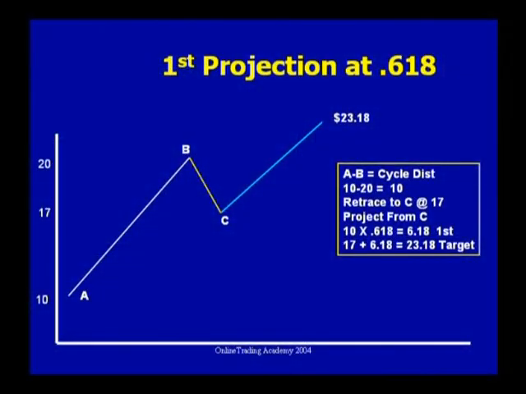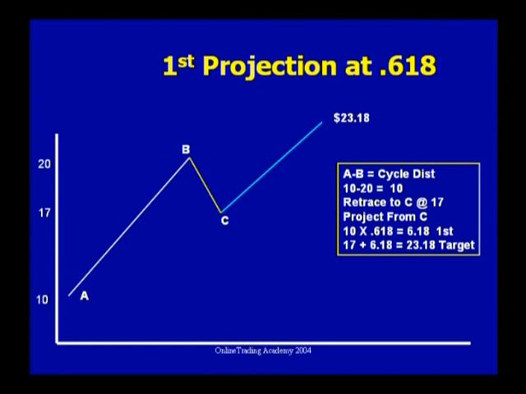Okay. Now, here's the first projection. Again, we're going to be using the fib ratio of 0.618. Cycle distance again is A minus B, gives us 10. The retrace to 17. So we do the mathematics. 10 times .618 is $6.18 plus the 17. So our first target would be 23.18. What does this mean to us?